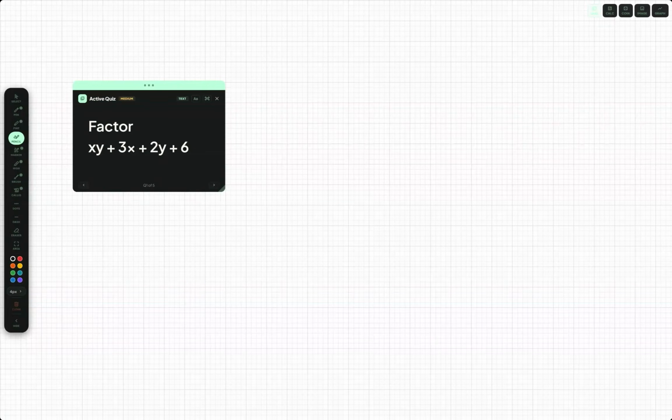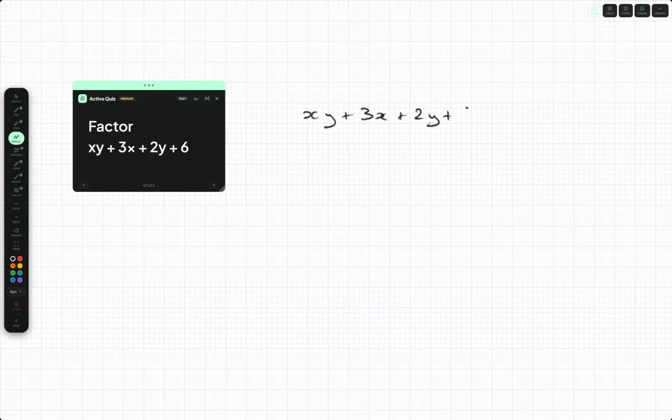Okay, welcome back. So we're going to be looking at factoring by grouping in this video, and it's a really helpful skill that makes it so we can easily identify factors for letters. So we have our first one. It's xy plus 3x plus 2y plus 6.